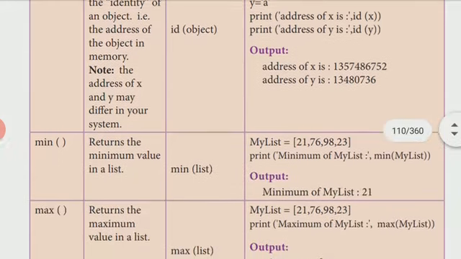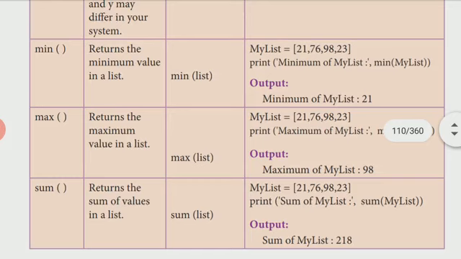The next one is minimum, min. It is used with a list, because in a list we use many values. Within those values, we want to display the minimum value. See here, my list equal to 21, 76, 98 and 23. This is one list. From this list we want to find out which is the minimum value, so we can use min of my list. So it will display the minimum value as 21. Whichever is the smallest, that value will be printed.